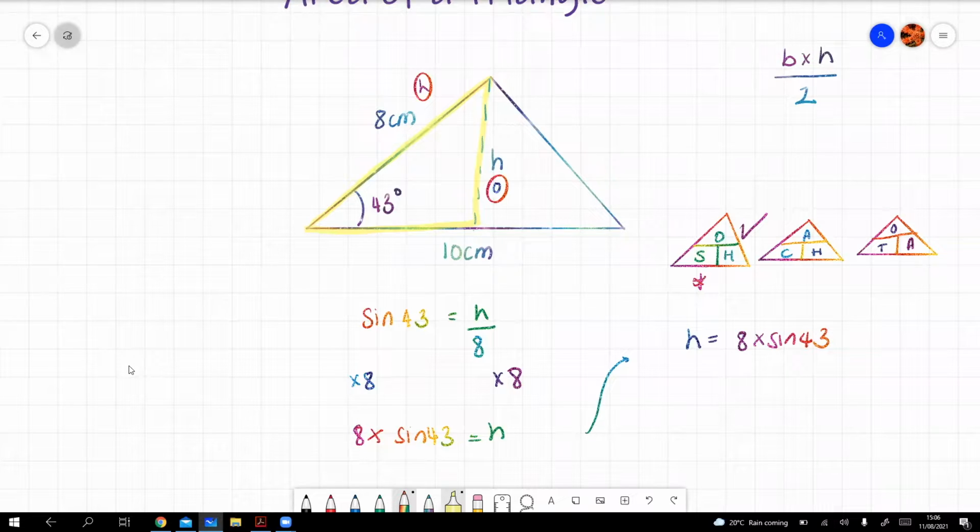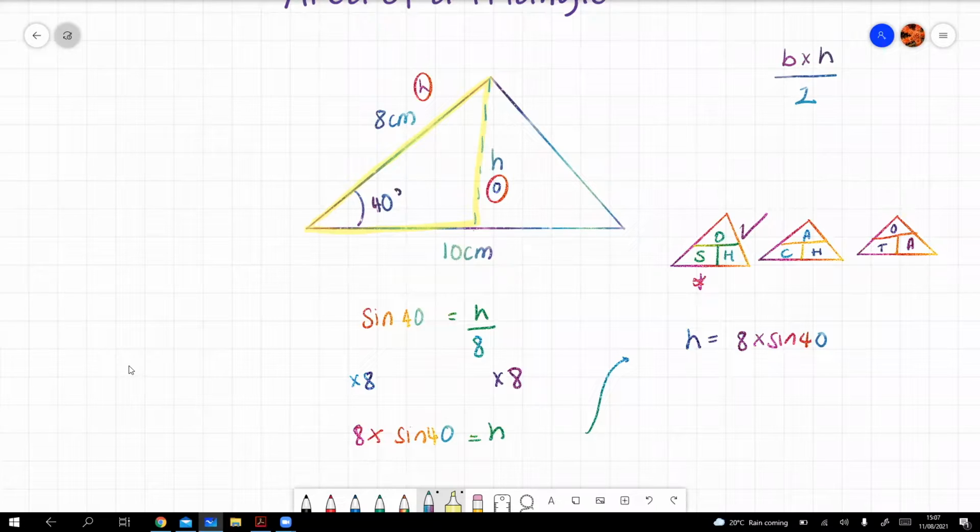Okay, what I'm going to do is, I think I missed this. That is actually supposed to be 40. So let's change that over to 40, otherwise this won't work. I'm just going to change that as well, just a small minor mistake that I made. Okay, right. So now we know what the height is. The height is 8 times sine 40.